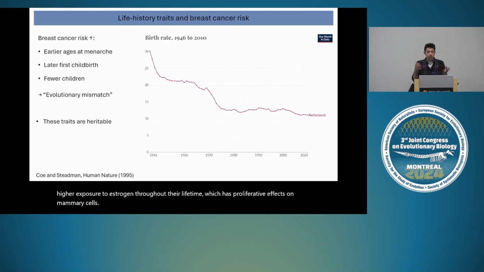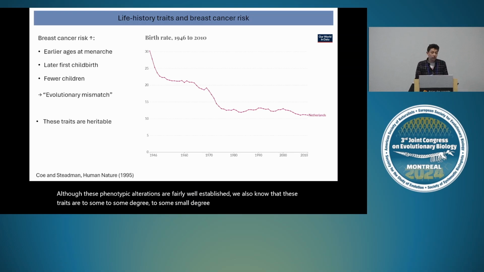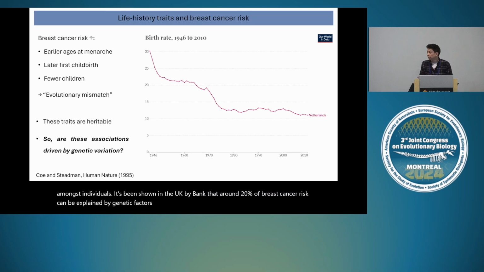Although these phenotypic observations are fairly well established, we also know that these traits are, to some small degree, influenced by genetic differences amongst individuals. It's been shown in the UK Biobank that around 20% of breast cancer risk can be explained by genetic factors. So this begs the question for me: are these observed associations due to genetic differences at all, or are they simply plasticity?